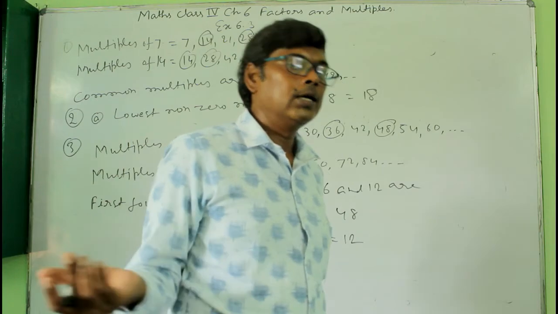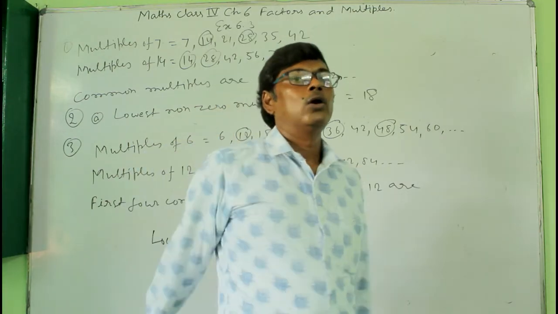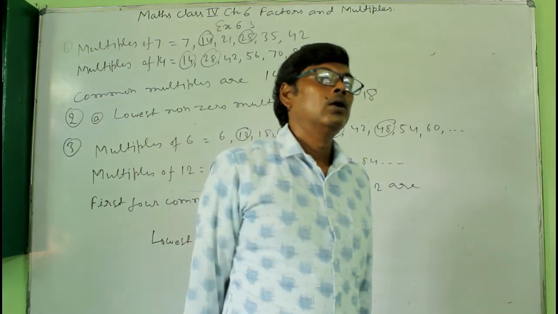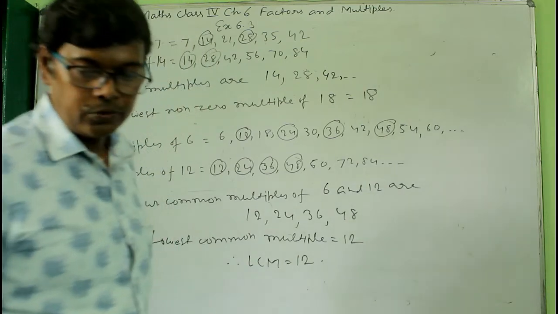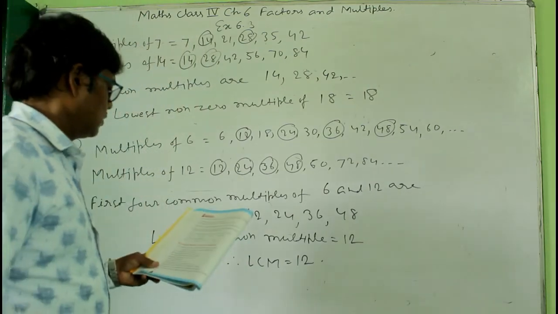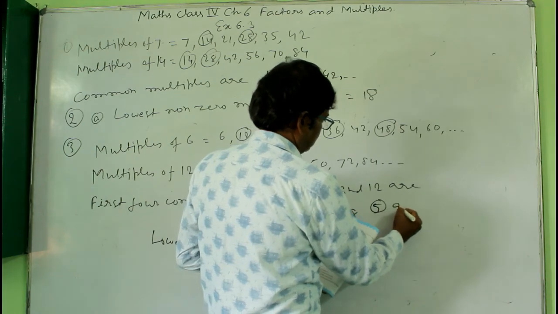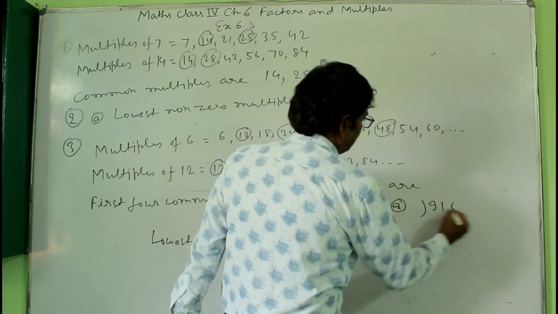Okay, so what will we have to do in this? We have to divide the larger number by the smaller number. And if the remainder is 0, it means it is a multiple, and if the remainder is not 0, then it is not. So let us find out here. We have the space here. Question number 5A. Okay. So 91 divided by 13.